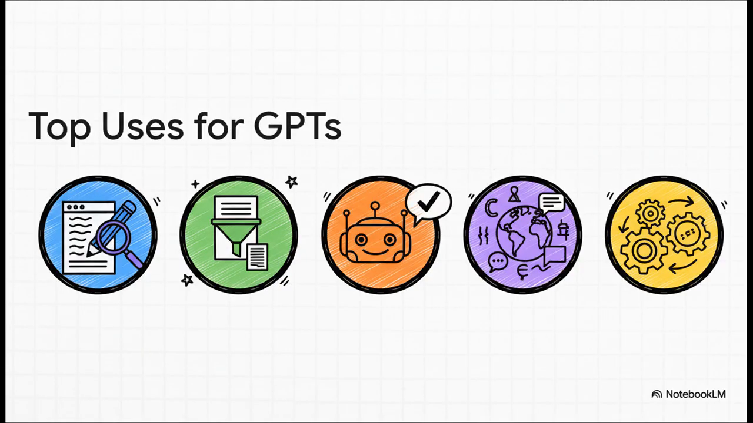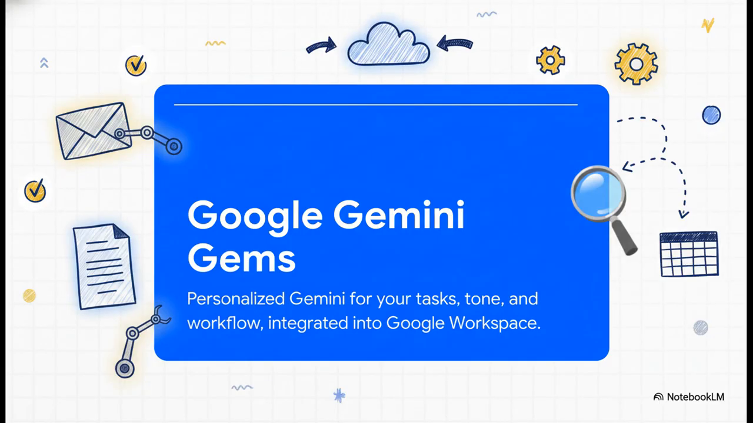I mean, teams are using these things for everything, from cranking out SEO content to summarizing those super dense research papers, or even building little bots to handle customer FAQs. And if you're a bit more tech savvy, you can hook them up to other apps and create some seriously powerful automated workflows. All right, next up, Google's answer to this, which they call GEMs.